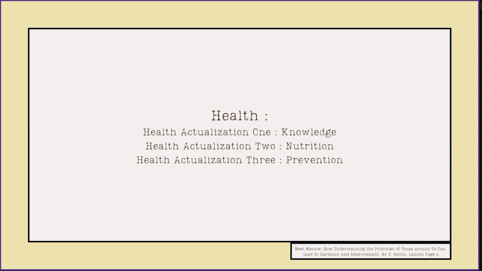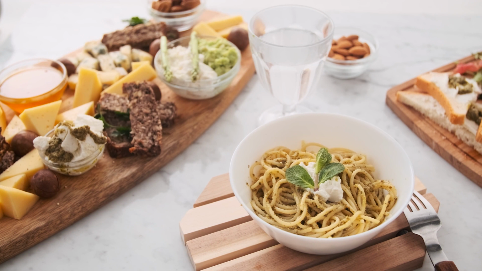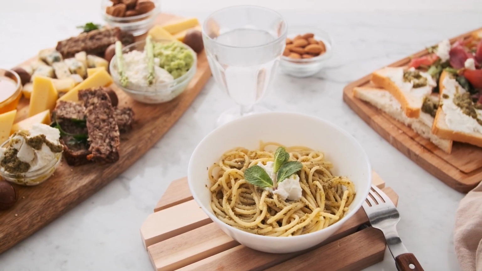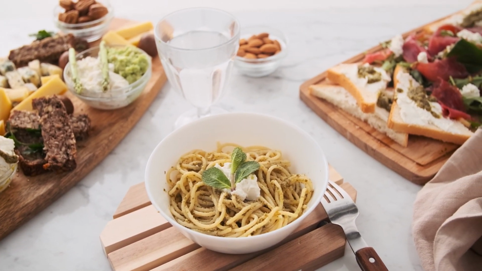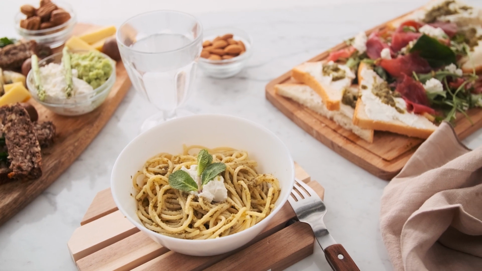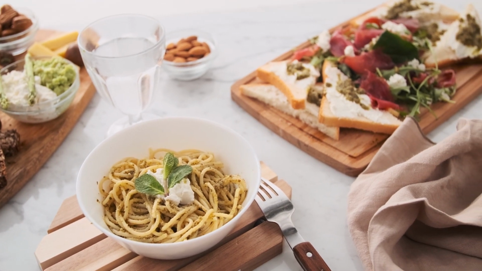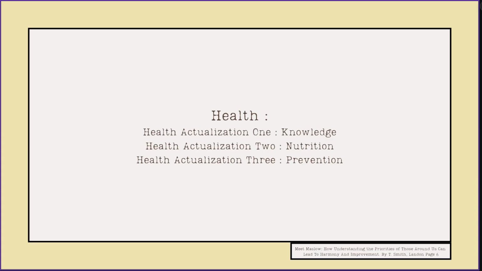Health actualization 2: Nutrition. Keeping a well-rounded diet is generally the best policy. However, you should keep in mind that sugar is all but a poison and should be eaten sparingly. What does your character eat in times of stress? And how does it affect their actions? Does your character eat enough while on their trek through the mountains?